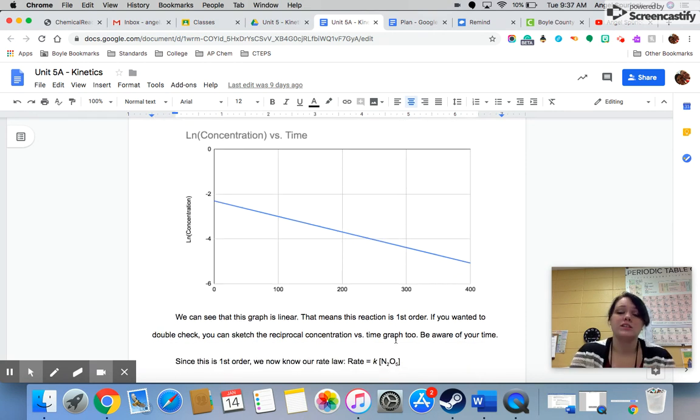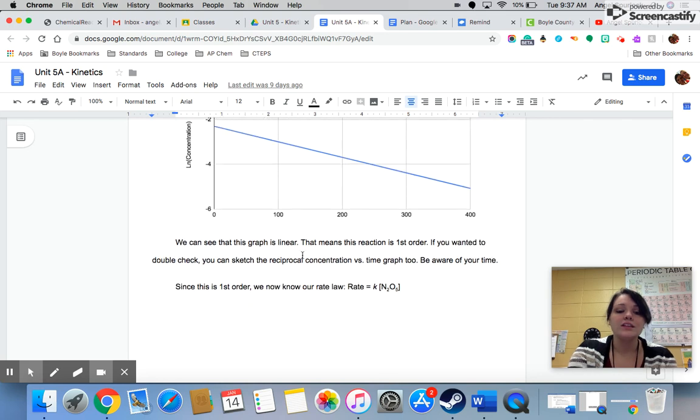If you want, you can go through and do the reciprocal versus time graph just to make sure, but you're timed on the AP exam. So if you get something that's this nice, I would suggest going with first order. You can always go back to it and double check if you have time, okay? So the reactant is first order.